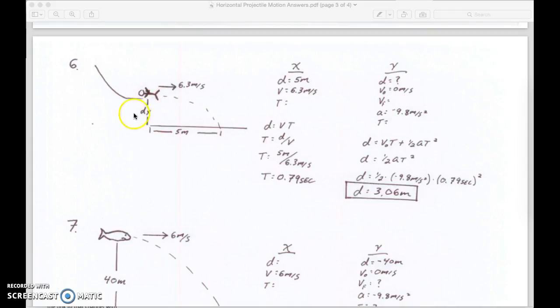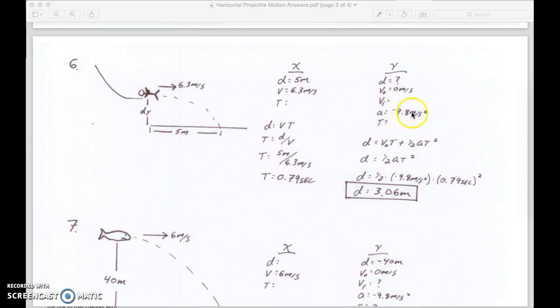We're looking for D in the Y direction. So we're going to write our numbers into our X and Y columns. Displacement in the X direction was given at 5 meters. The velocity in the X direction, 6.3 meters per second. In the Y direction, we are looking for how high the slide is. So we're looking for how far he falls because it's the same thing. So displacement in the Y direction is our question mark. Initial speed is 0 because he's being launched horizontally. And the acceleration is negative 9.8 meters per second squared.